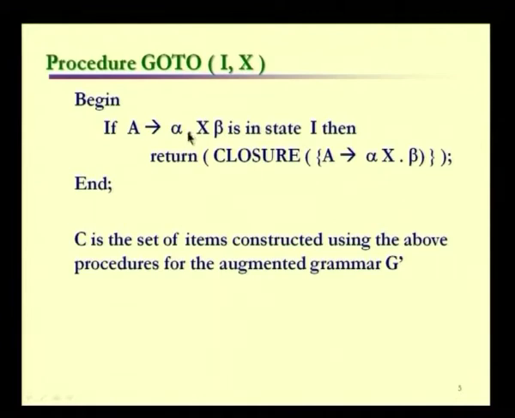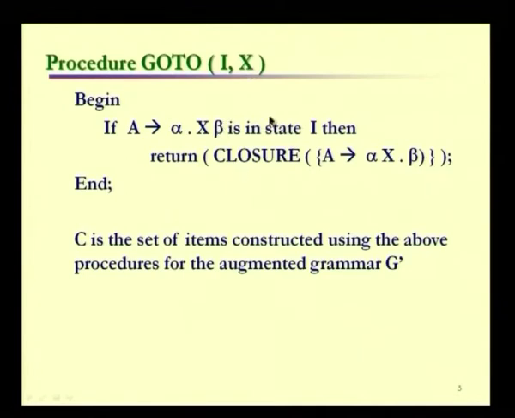Suppose you have the dot at the extreme rightmost end of the item, for example if the item is of the form A derives alpha x beta dot, then the closure will be empty. So, if A derives alpha dot x beta, then there exists a non-empty set of items as the outcome of goto of I comma x. So, we have located an item of the form A derives alpha dot x beta, where x immediately follows dot, which is nothing but the second parameter of the goto function.